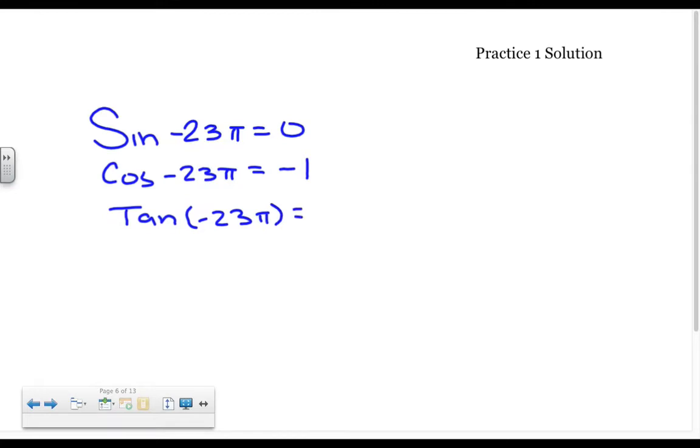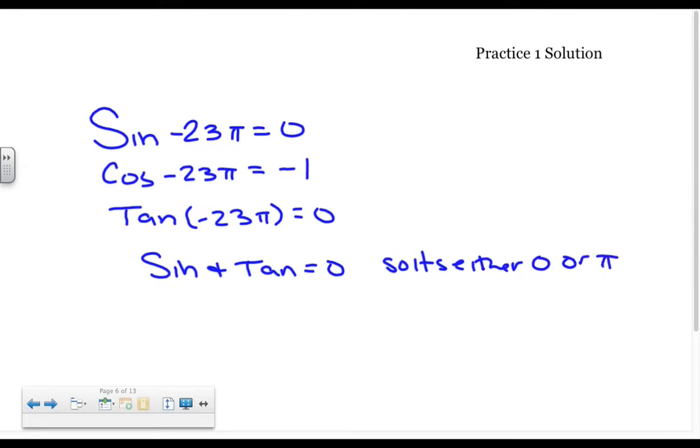Now, this is an interesting one because it's not in a quadrant. It's on an axis. So where does it fall on the axis? Well, the sine and the tangent are 0. So we know it's going to be on the x-axis. And the cosine is -1, so it's going to be at pi, if you think about the unit circle. It'll be at pi, not at 0.